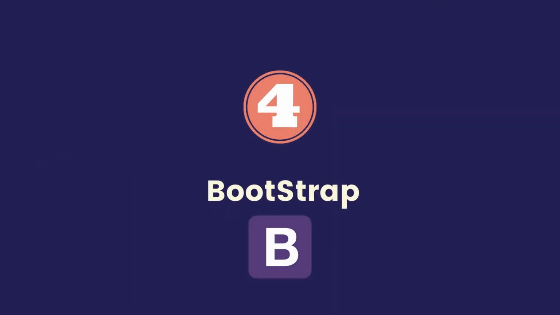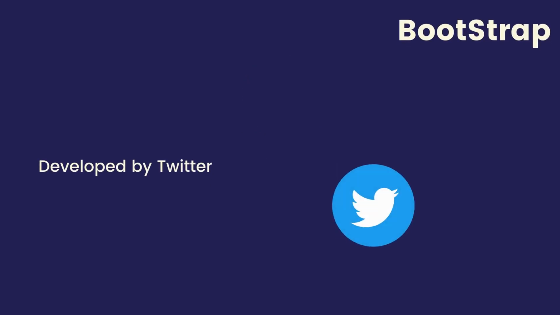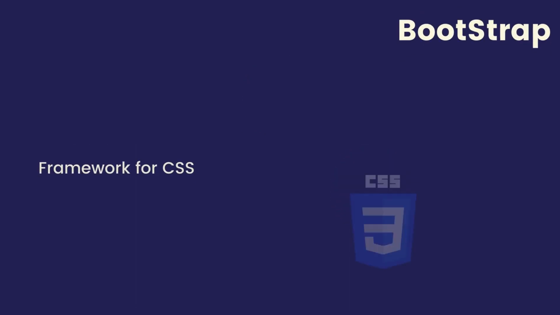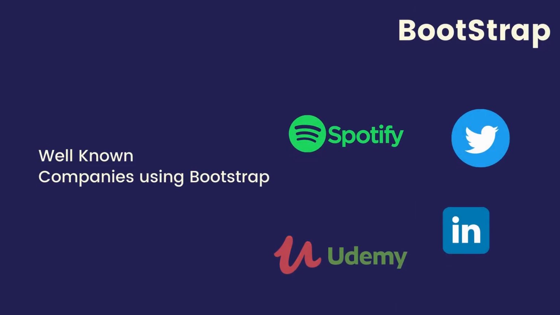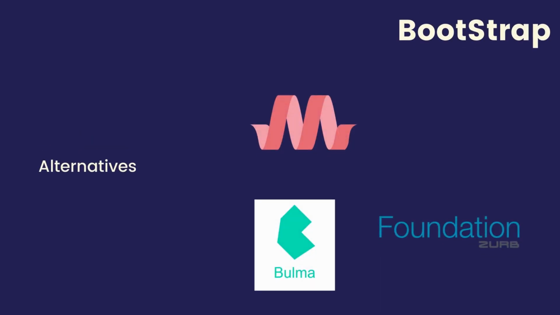Fourth one is Bootstrap. Bootstrap is developed by Twitter. Bootstrap is a front-end styles framework. You just have to use class names, and you don't need to add any styles, because all those will be styled under class names. It will reduce your time, and you can develop more stuff. These are some of the companies using Bootstrap in their tech stack. There are alternatives like Material UI, Bulma, Foundation. You can also use these.